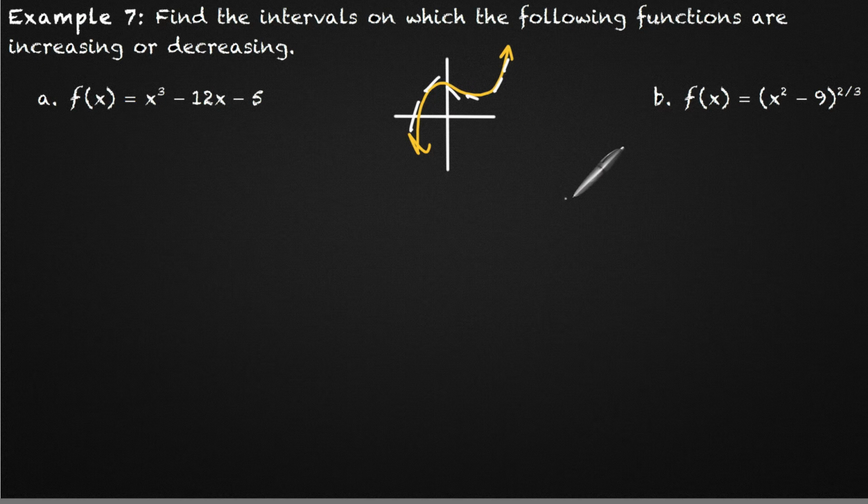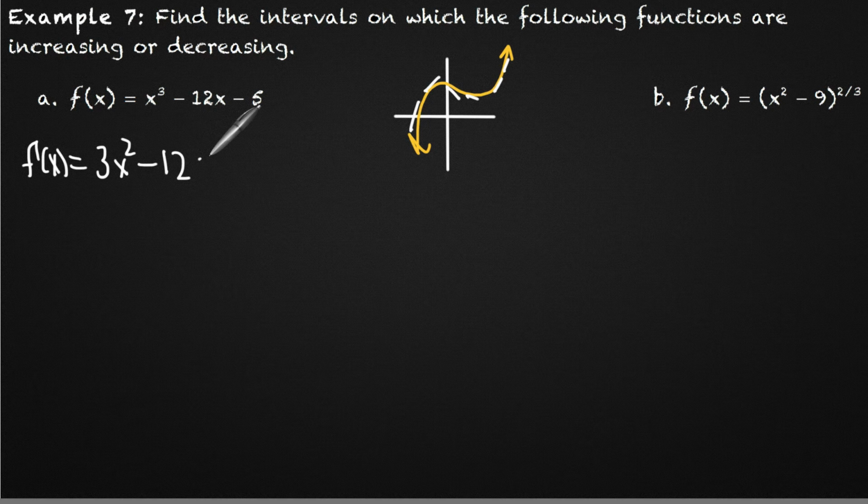So basically, when the derivative is positive, the function is increasing. When the derivative is negative, the original function is decreasing. So that's what we need to do here. So we're going to take the derivative, and so f prime of x is equal to 3x squared minus 12.